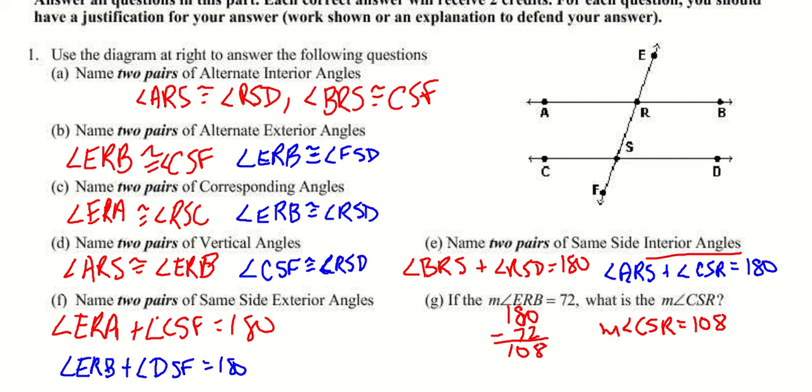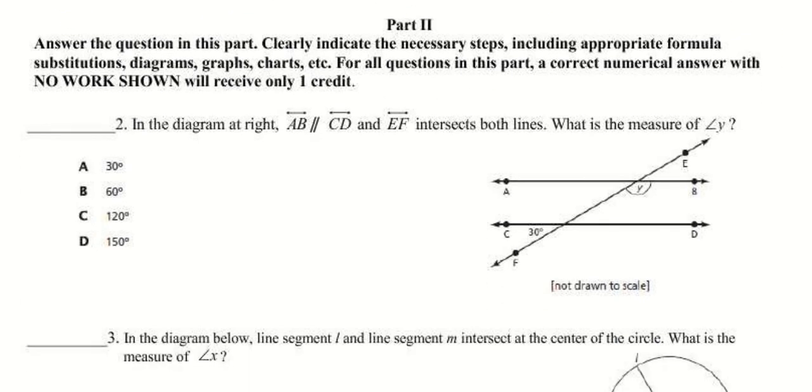Remember the same side exterior angles, we should have done ERB and FSD, two different arcs because they're not equal, they add to 180. And then the same side interior would be ARS and RSC there, or CSR, your choice. And those add to 180. All right, those are your angle pairs. And then we're gonna get into some questions involving that.